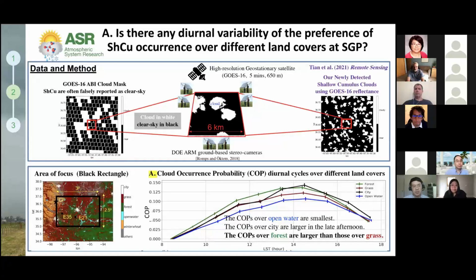And figure A shows the diurnal cycles of the cloud occurrence probability, COP, over different land covers. We found the COP over the open water is smallest. And in the late afternoon, the COPs over the crop are larger. Also the COPs over the forest are larger than those over the grass. And such result is supported by the DOE ARM observations at the forest and the grass sites. Next slide, please.